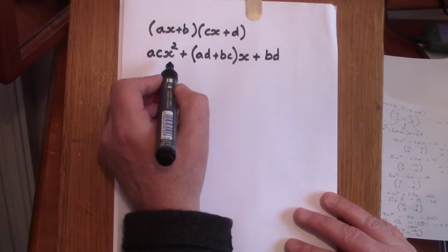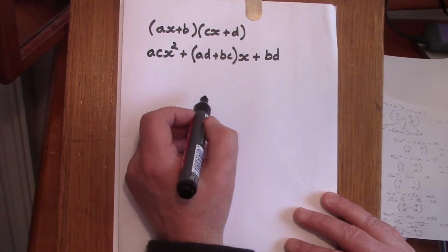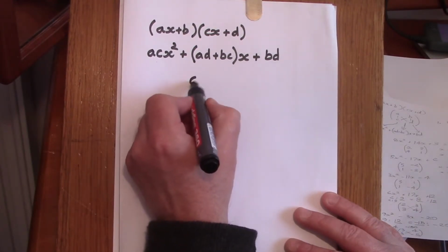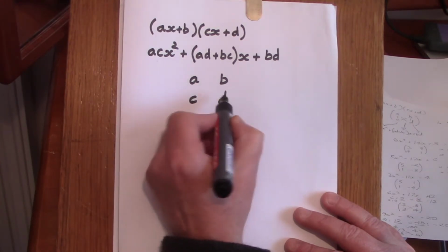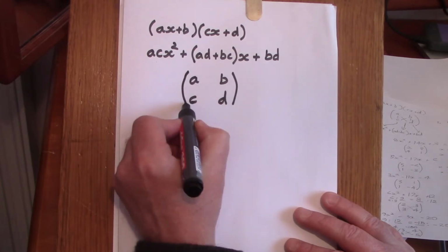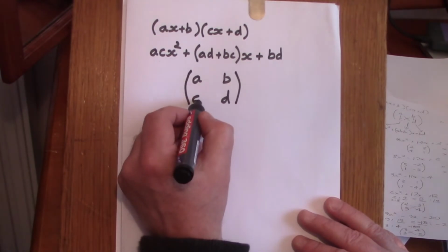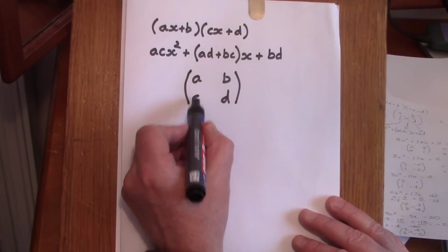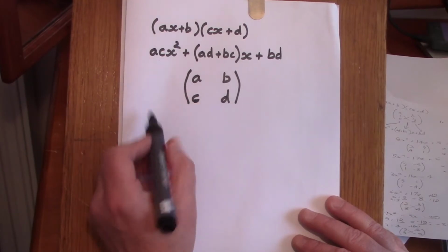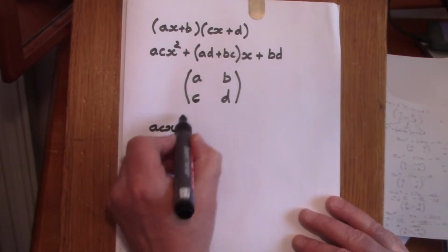And if we lay these four coefficients a, b, c and d out into a matrix like so, it's just a matrix in shape. There are various things to note about it. First of all, the vertical product of a and c is the coefficient of x squared. So that gives us acx squared.